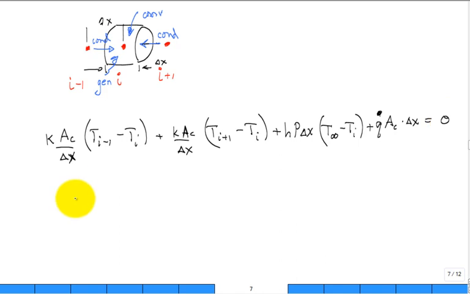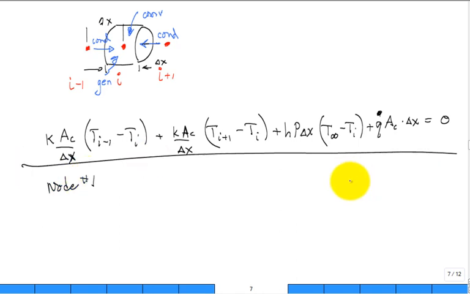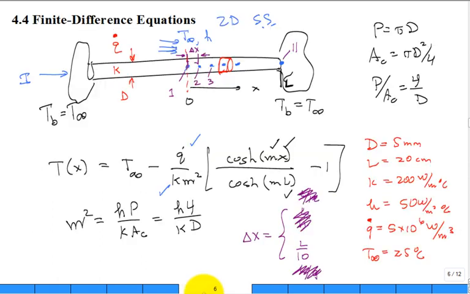All right, we need to do it for node number 1, and we need to do it for node number 11. Let me go back. Where is node number 1?